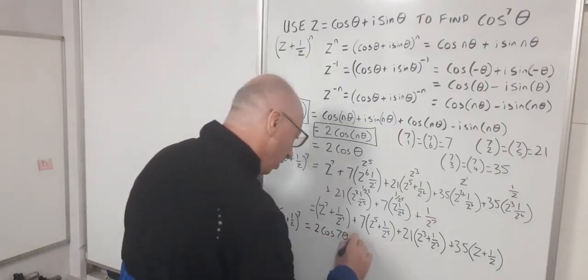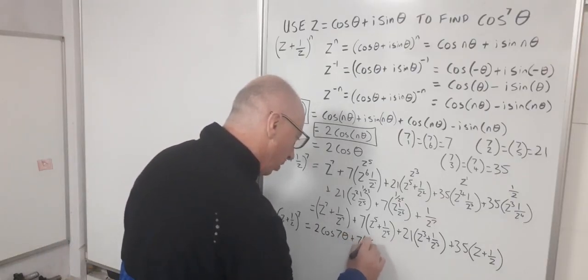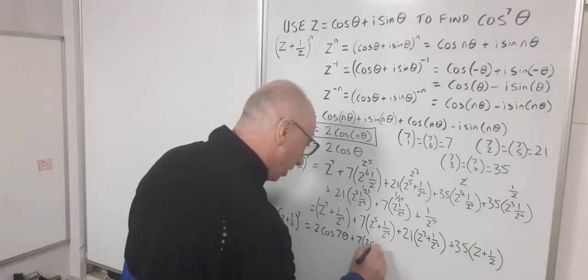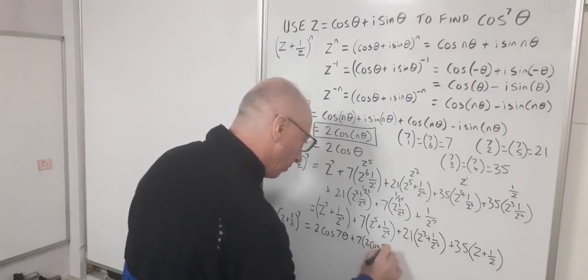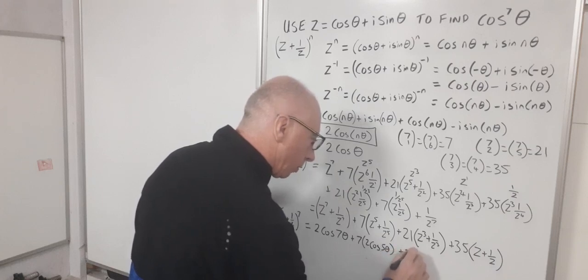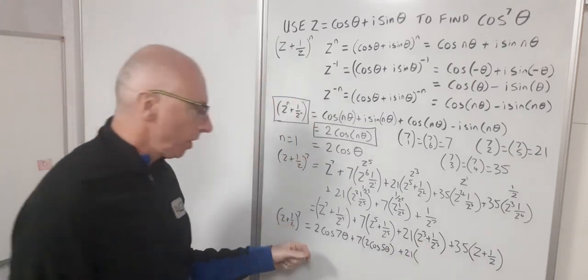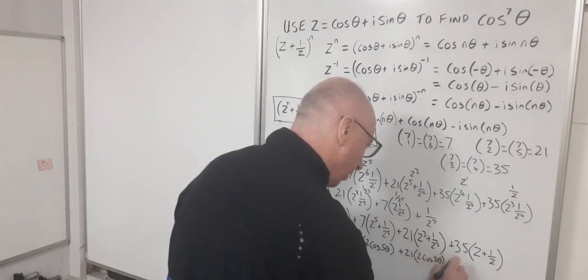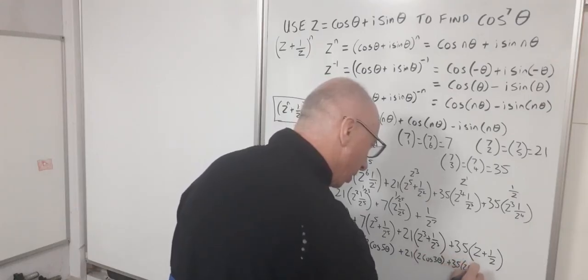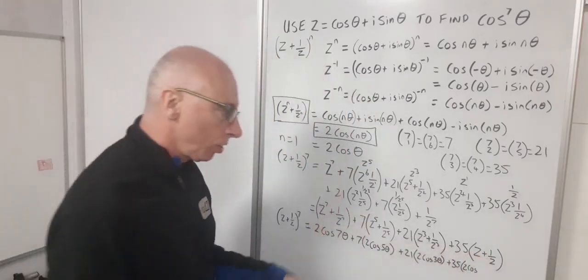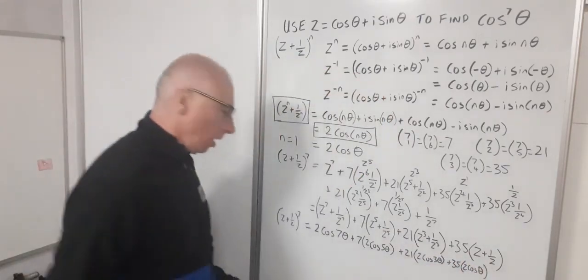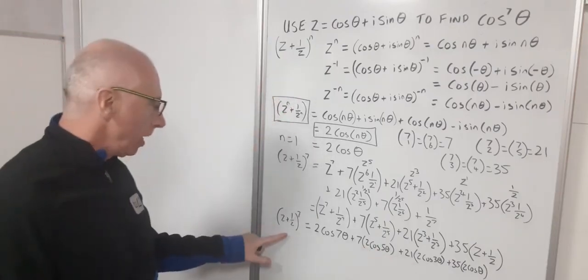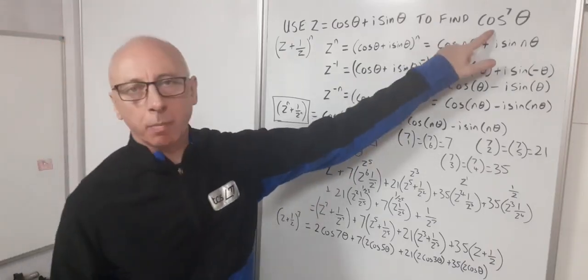So now I've got 7 times 2 cosine of 5 theta. Now this one here I've got 21, as I've got a 3, that's going to be 2 cosine of 3 theta, and here I've got 35, 2 cosine, as I've got n is 1, it's just 2 cosine theta. Okay, now we've got this far, so what we're going to do now is make a bit of space on the board, and let's finish off our identity for cosine to the power of 7 theta.